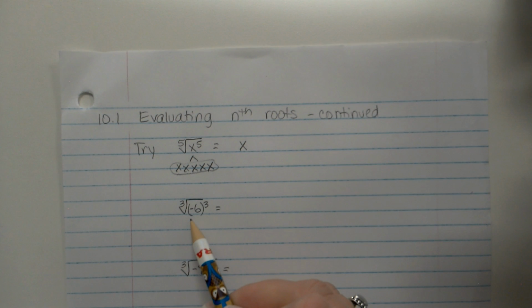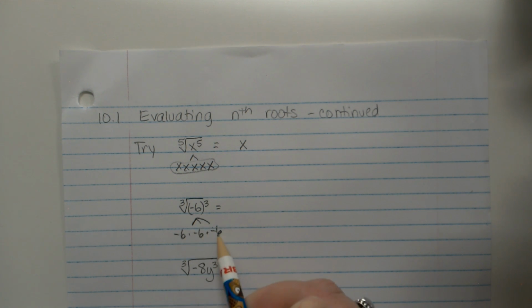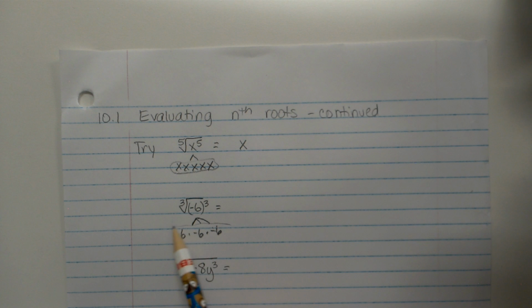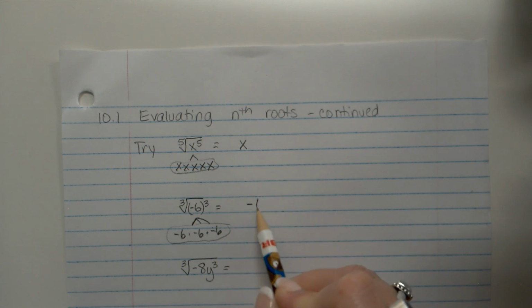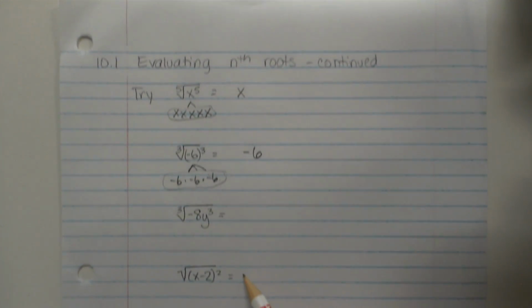All right, let's look at this one. This is negative 6 cubed, which is the same thing as saying negative 6 times negative 6 times negative 6. I'm looking for a set of 3, and guess what? I have a set of 3. And since it's odd, I can actually do that. Negative times negative times negative will give you negative.